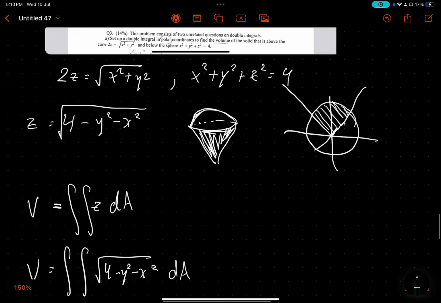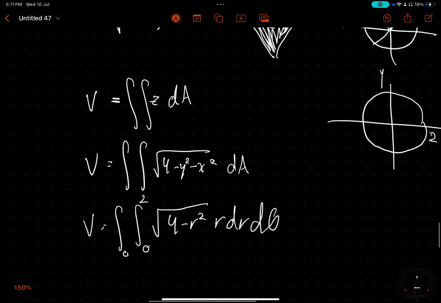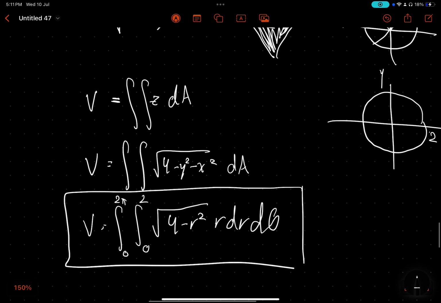should go from, now if we draw this, it's gonna look like this from the top view. So if we draw, this is the xy plane. Now r here is just 2, so r goes from 0 to 2, and theta is from 0 to 2 pi, and that's basically should be our volume. And yeah, let's check.